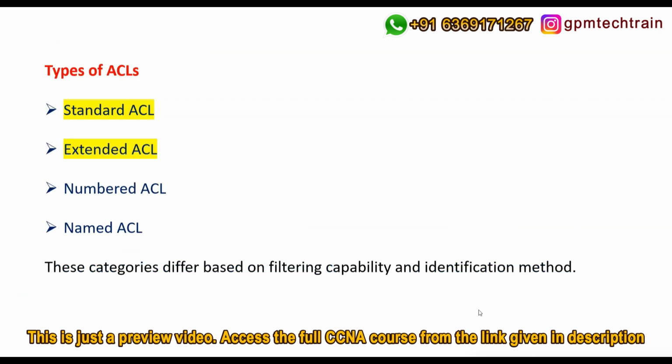Now, types of ACL. Whenever you search for types of ACL, you'll see four types: standard, extended, numbered, and named. But the actual types of ACL are only two: standard ACL and extended ACL. Numbered and named ACLs are the methods we use to configure the ACL. They are not the actual types. The actual types are standard or extended, and numbered and named are the methods of configuring either standard or extended.